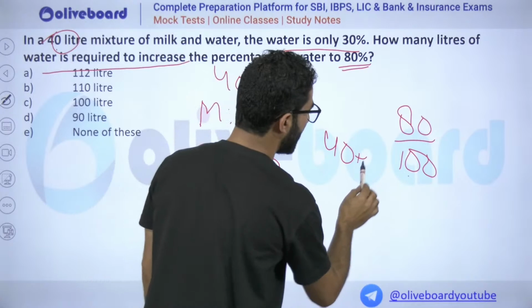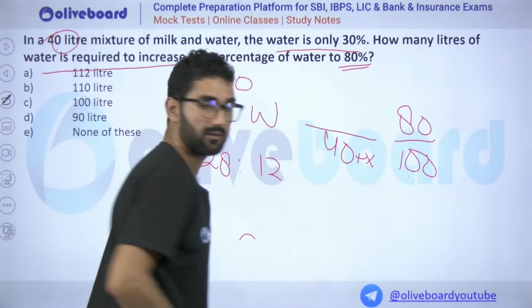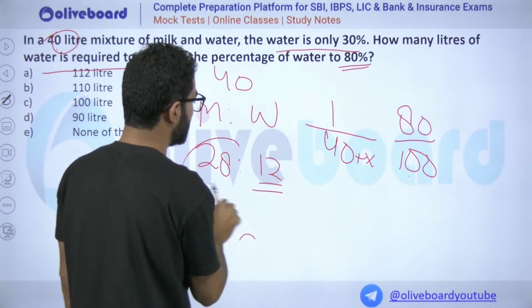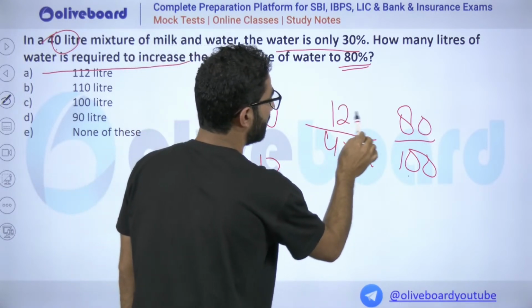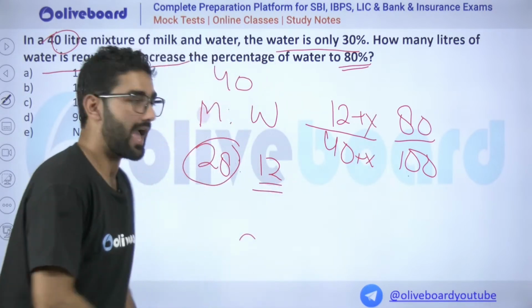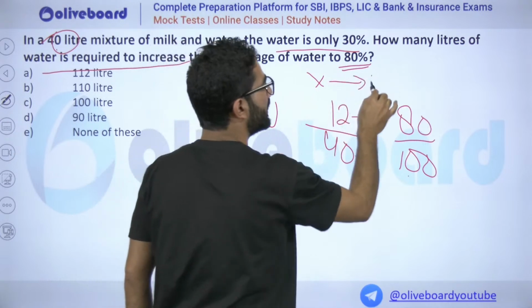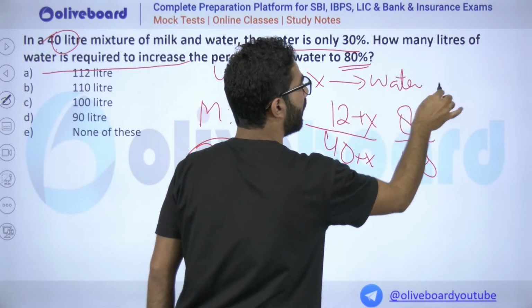If I add X, I have to add only water. Now I'm not going to change this quantity. So it is 12 plus X. Adding X liters of water. I mean X is nothing but the liters of water being added to it.